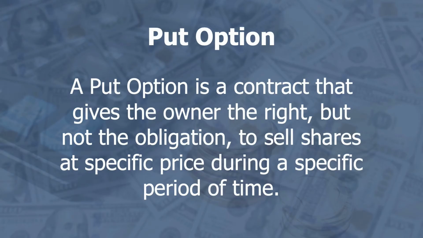So first we need to cover what is a put option. A put option is a contract that gives the owner the right but not the obligation to sell shares at a specific price during a specific period of time. Now, if you didn't see my previous video on an introduction to options, I'll leave the link at the end of the video and in the description, and you can check that out because it will give you a bit of a grounding in some of the terms that we'll discuss in the video.